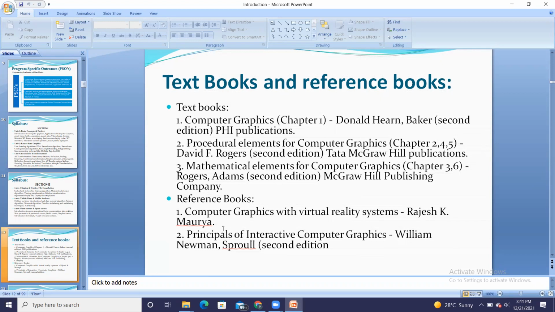Reference books: Computer Graphics with Virtual Reality Systems by Rajesh Maurya, and Newman and Sproull, Principles of Interactive Computer Graphics. So these are the 2 reference books, but the whole syllabus is covered in these 3. Actually there is no need of reference books as such, but you can go through them as per your choice. Textbooks are sufficient to cover your whole syllabus.